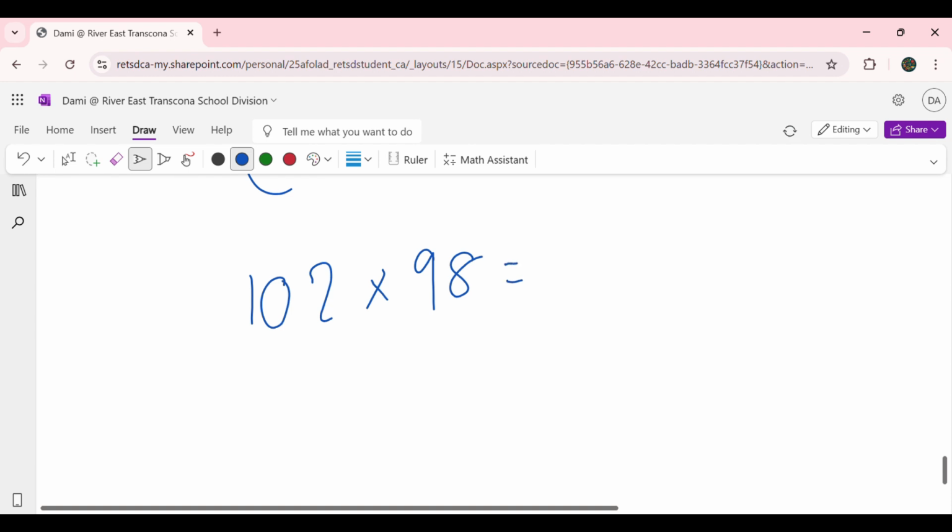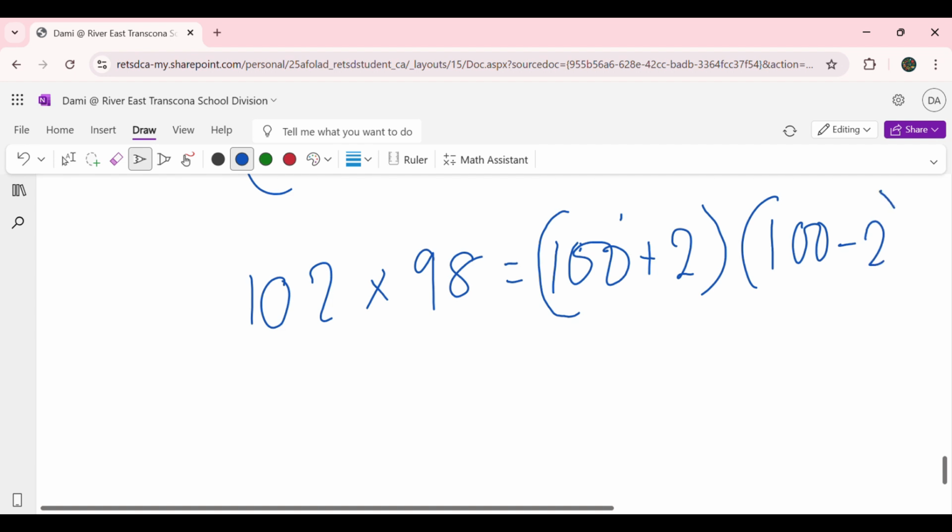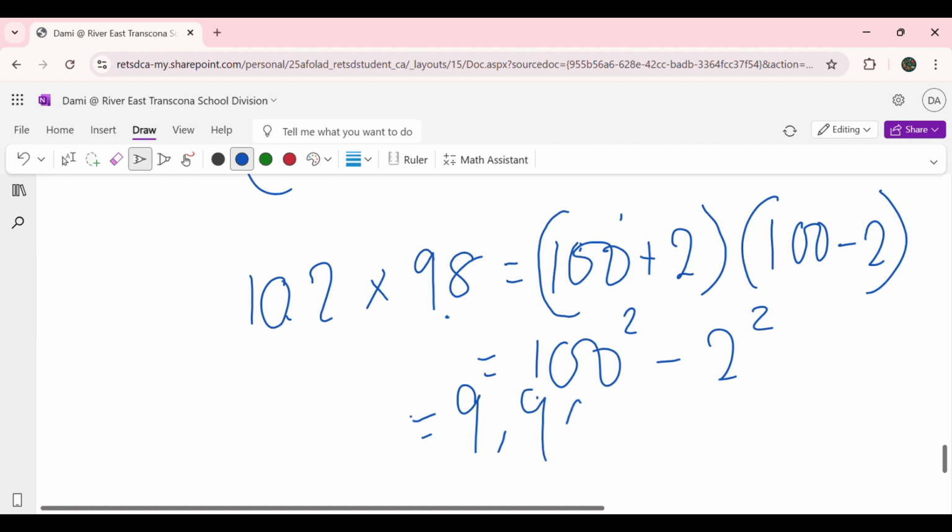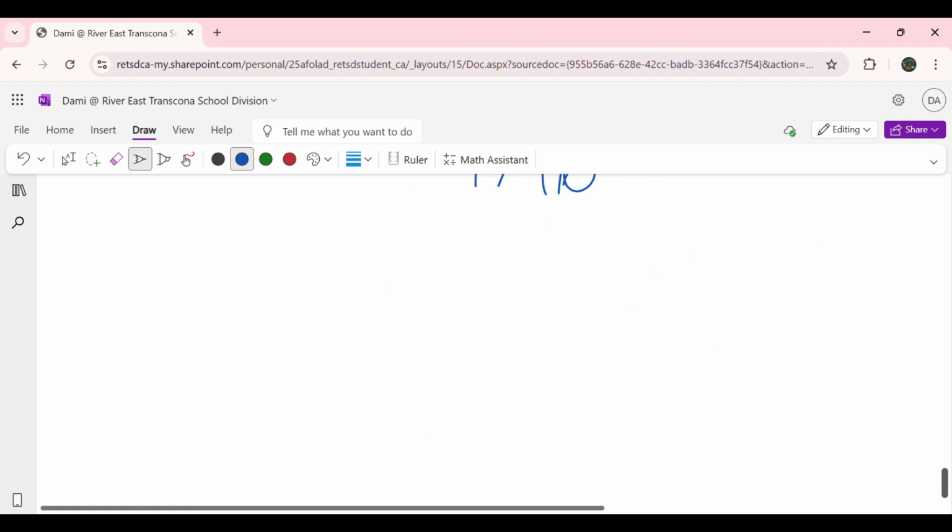We can do this as 100 plus 2, 100 minus 2. Because 100 minus 2 gives you 98, 100 plus 2 gives you 102. So we are left with 100 squared minus 2 squared, which is 10,000 minus 4, which is 9,996.